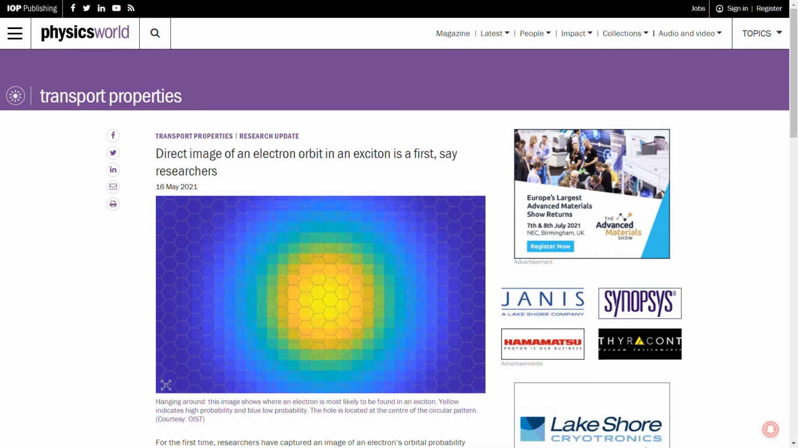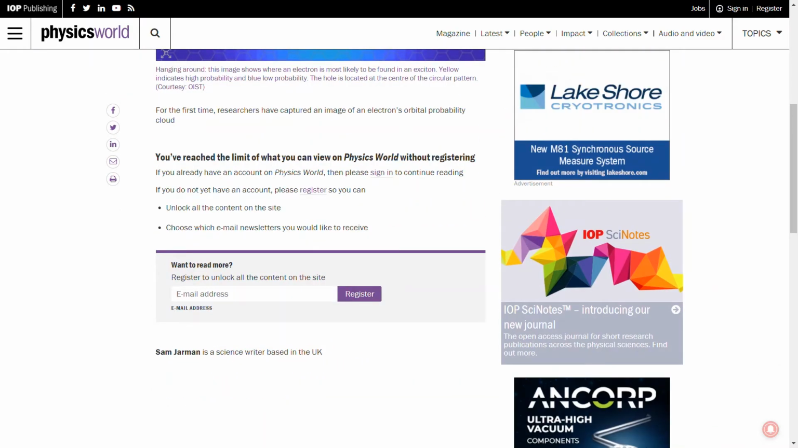Now this looks very exciting. A direct image of an electron orbit in an exciton is a first, say researchers, 16th of May 2021. Oh, so you've reached the limit of what you can view on Physics World without registering. Okay, hold on, just wait.